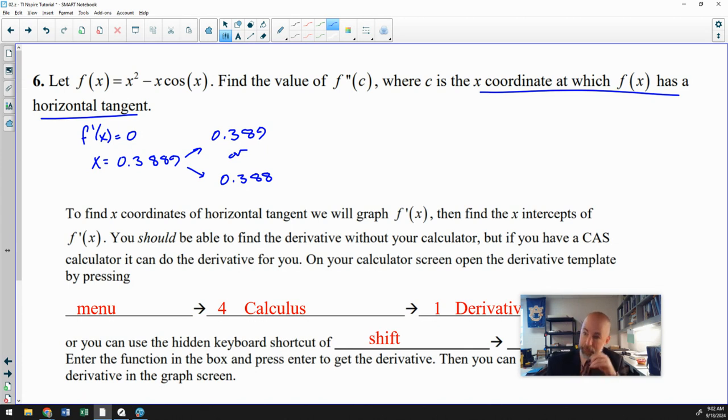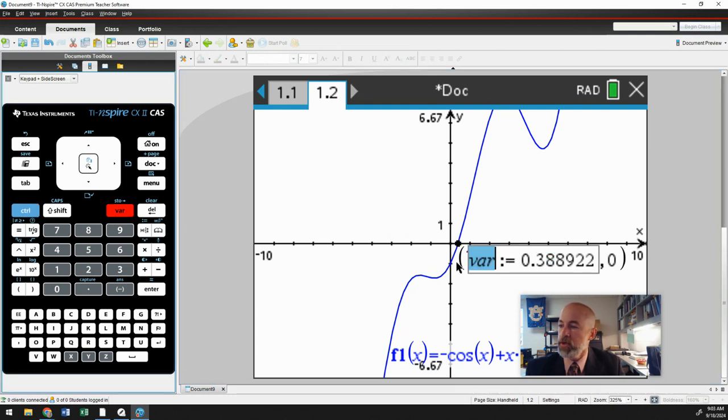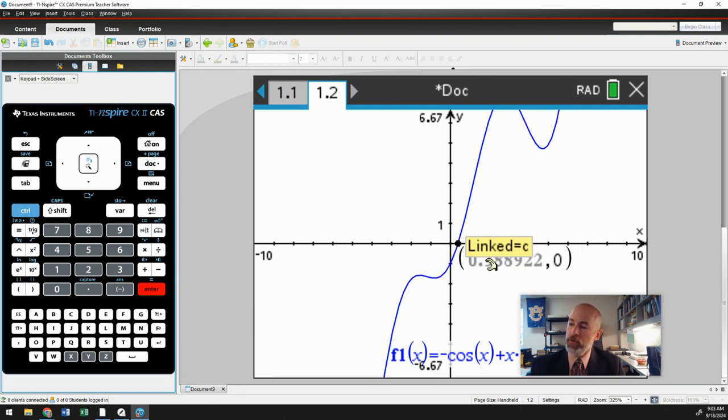I still need to use that, and I'm going to store this answer because I need to use that value in the second derivative. So I'm going to make a note. I'm going to let C equals 0.388, and I'm going to go to my calculator and store that x-coordinate, and I talked about that in another video. If you click on it, it's highlighted. Go Control Store. It asks what variable do you want to assign to that. I will go with C, enter.